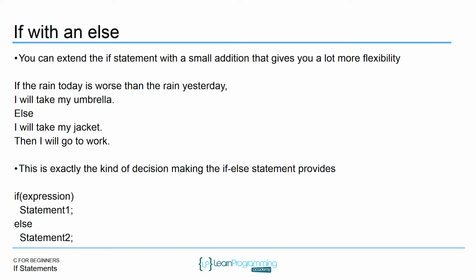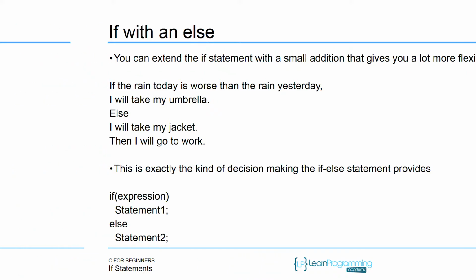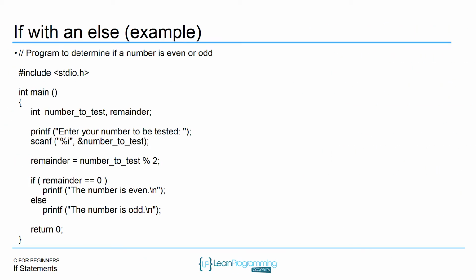You say statement 2. And again, in this case, we don't have any brackets inside the body of the if block or the else block because we only have single statements. If we have more than one statement inside either one of those bodies, we have to provide a bracket for starting and ending. So here's an example of an else statement with an if. In this case, we're going to determine if a number is even or odd.